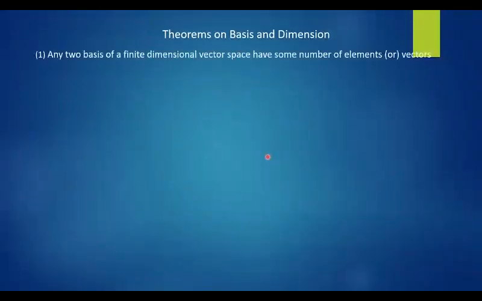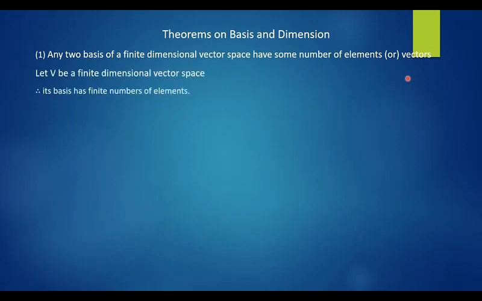Hello students, let us discuss some important theorems on basis and dimension. First theorem is, any two bases of a finite dimensional vector space have same number of elements or vectors. If we take any two bases of a finite dimensional vector space, those two bases contain equal number of elements or vectors.